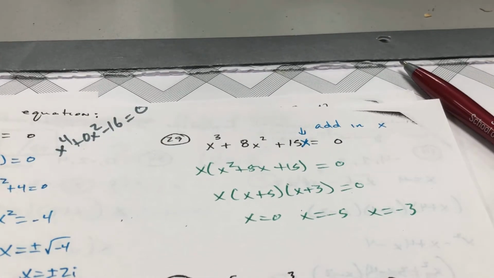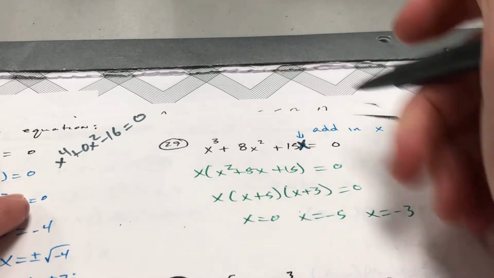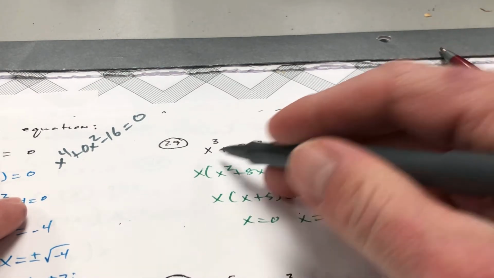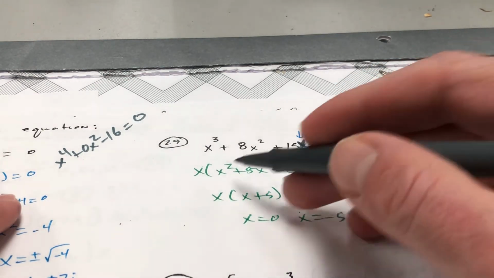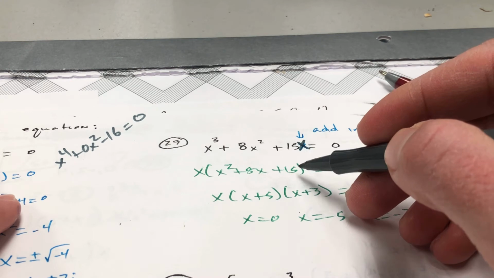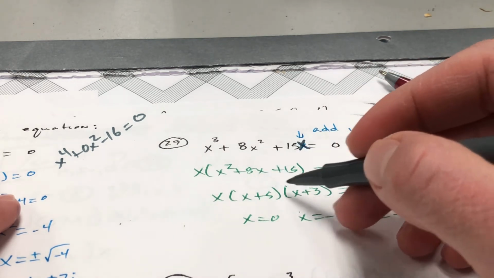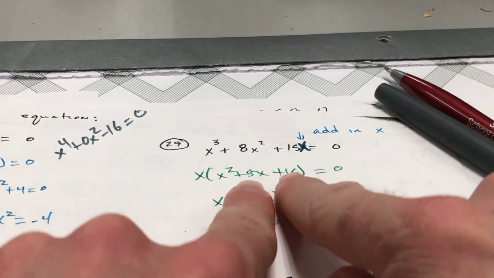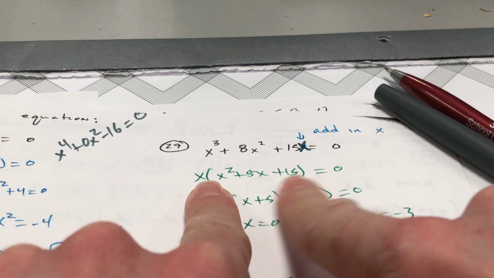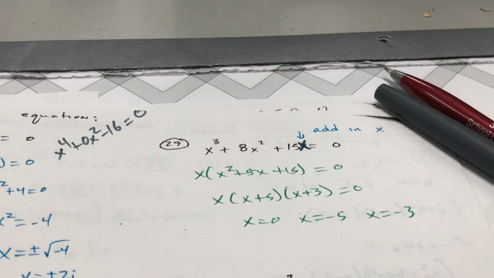You got to add in an x here or else we're in trouble. Call that 15x. Then factor out the x that they now all have in common. So you're left with x squared plus 8x plus 15. What multiplies to 15 and adds to 8? 5 and 3. Cover-up method. X equals 0. X plus 5 is 0. X plus 3 is 0.